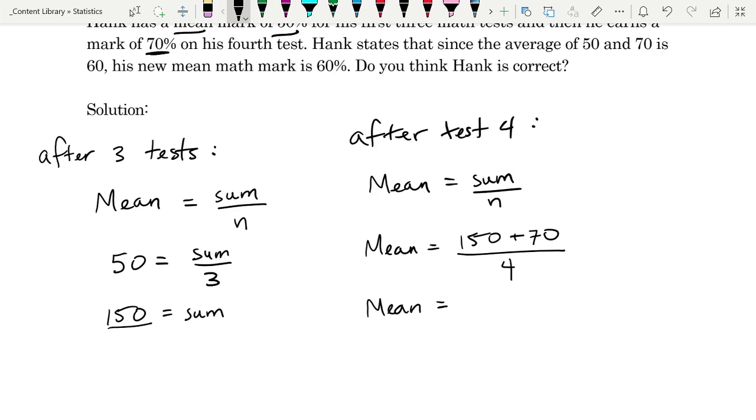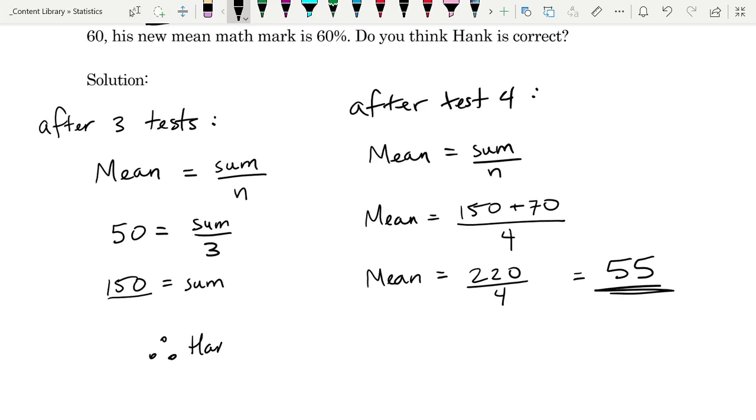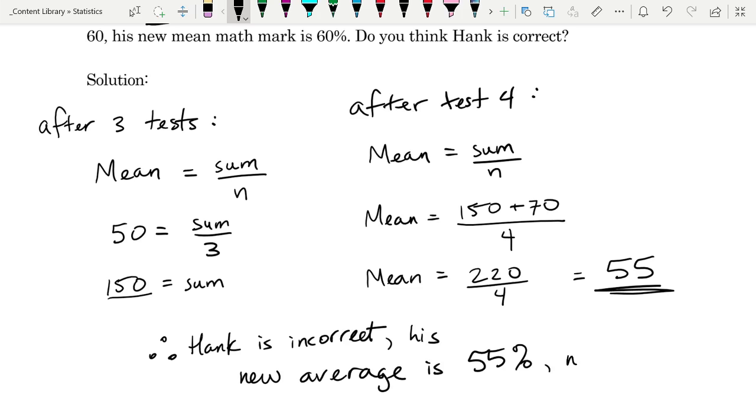Well, let's see. What's 150 plus 70? You can use your calculator if you want. 220 divided by 4. What's 220 divided by 4? The answer is 55. Therefore, Hank is incorrect. His new average is 55%, not 60%. Because if all 4 tests carry the same weight, one test doesn't equal the same weight as the other 3.